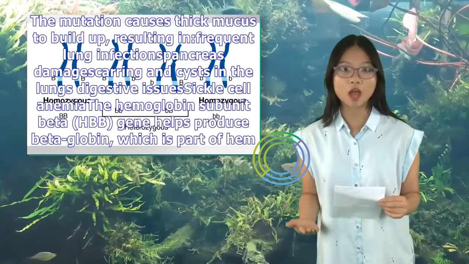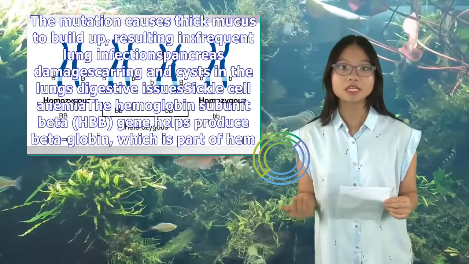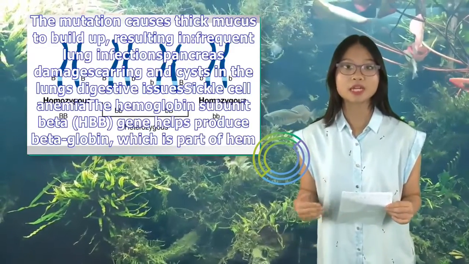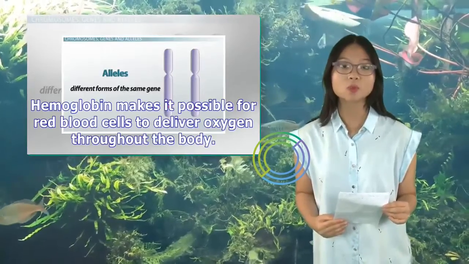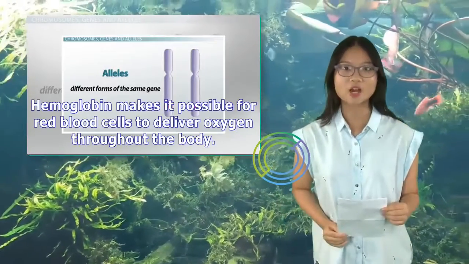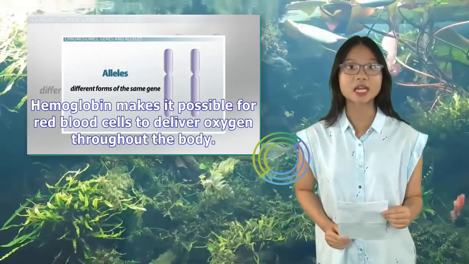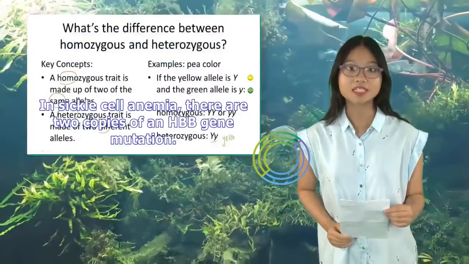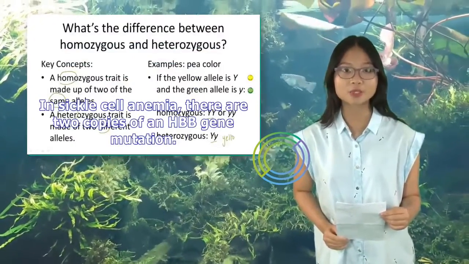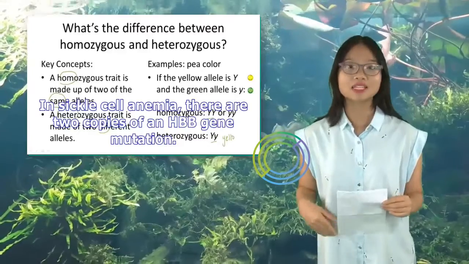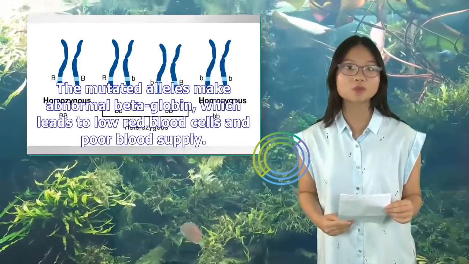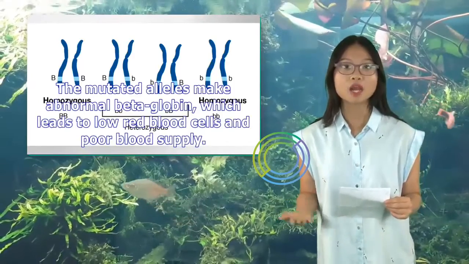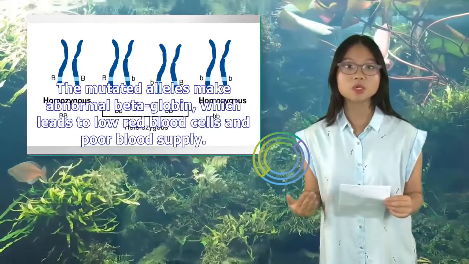Sickle-cell anemia. The hemoglobin subunit beta, HBB, gene helps produce beta-globin, which is part of hemoglobin in red blood cells. Hemoglobin makes it possible for red blood cells to deliver oxygen throughout the body. In sickle-cell anemia, there are 2 copies of an HBB gene mutation. The mutated alleles make abnormal beta-globin, which leads to low red blood cells and poor blood supply.